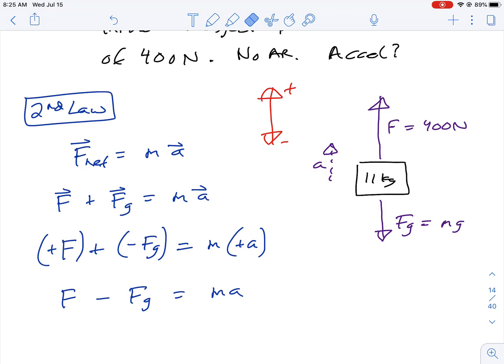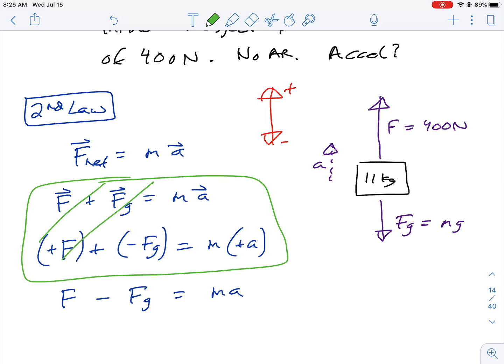Now, how much work do we need to show in the future? It turns out that once you get used to this method, you don't have to show these two lines right here. None of these will be required. You can go straight from F net as ma down to the next line. And you just show the magnitude as the letters and the directions as positive or negative. So we're going to go straight from here to here. Okay, so this is new stuff. Let's give it a try.